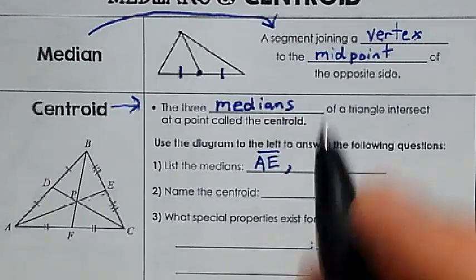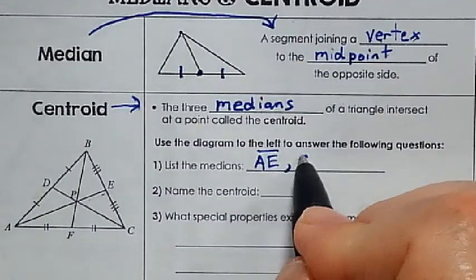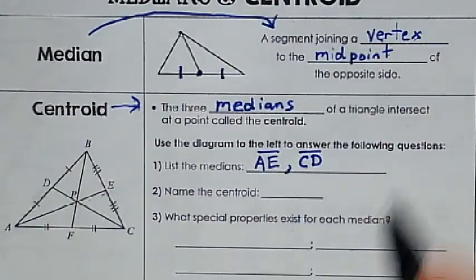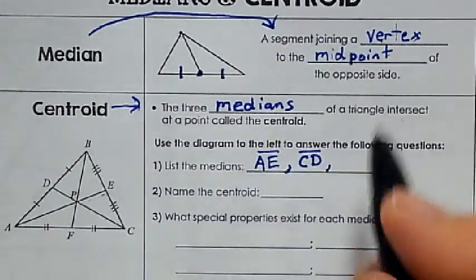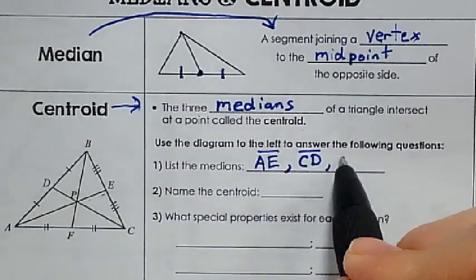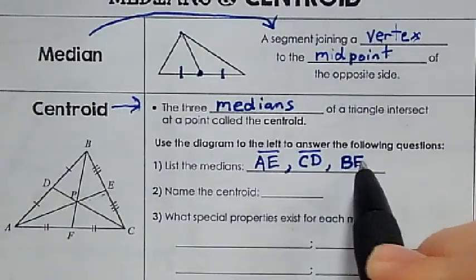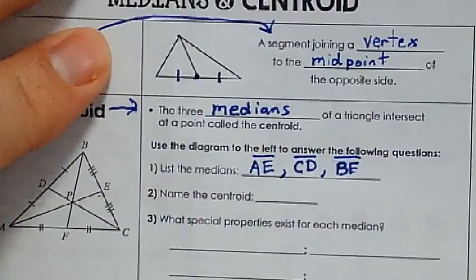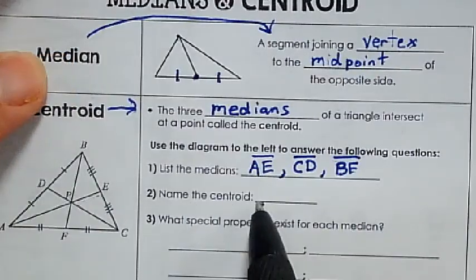But you have to say line segment CD or DC. And what's the third one? Line segment BF is a good response. Yep, BF. Those are the three. Now let's continue. It says, name the centroid. It is point P. Perfect.